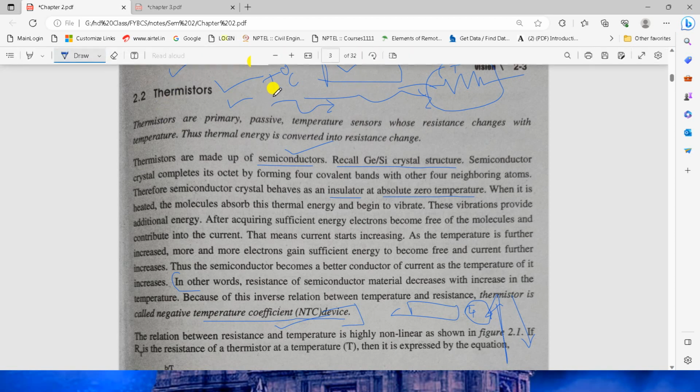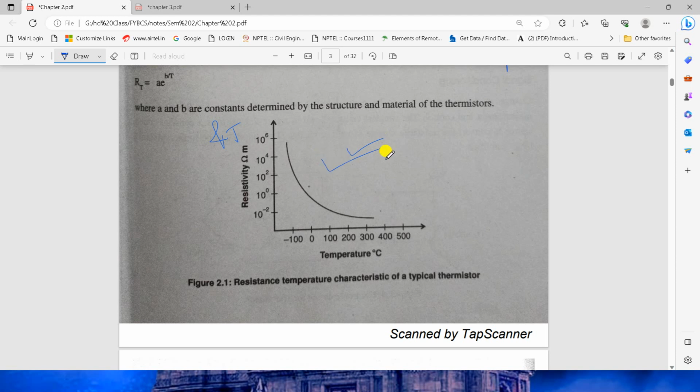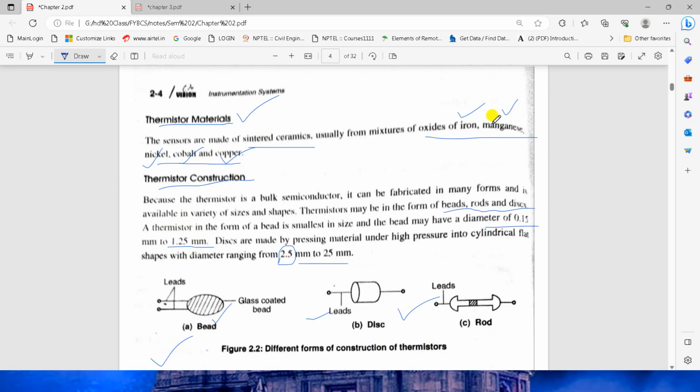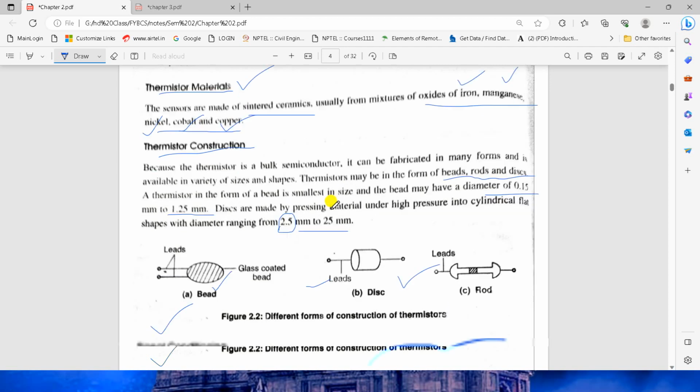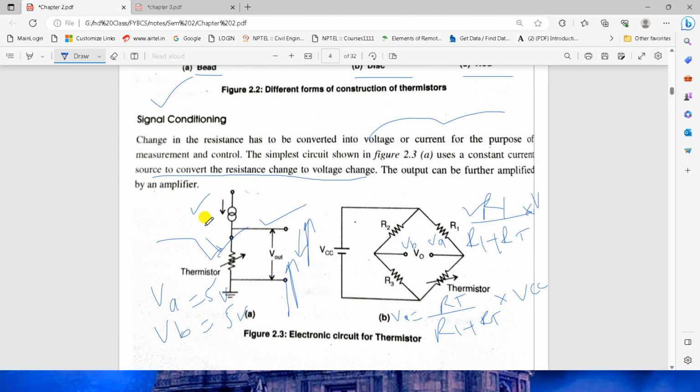The thermistor is a passive type of temperature sensor which senses the temperature and converts it into an electrical quantity. Silicon and germanium are used to make this material. It has a negative temperature coefficient. It behaves non-linearly. The materials are a mixture of different oxides like iron, magnesium, nickel, cobalt and copper. The sensor is made of sintered ceramic with this mixture. The thermistor is available in three shapes: band, disc and rod type. Then the signal conditioning takes place using these two ways.